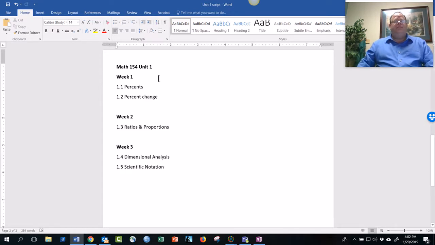The first unit is broken down into 5 sections that are covered over the course of 3 weeks. Week 1 will cover sections 1.1, percents, and 1.2, percent change. Week 2 will cover the third section, ratios and proportions. And then week 3 will cover dimensional analysis and scientific notation.